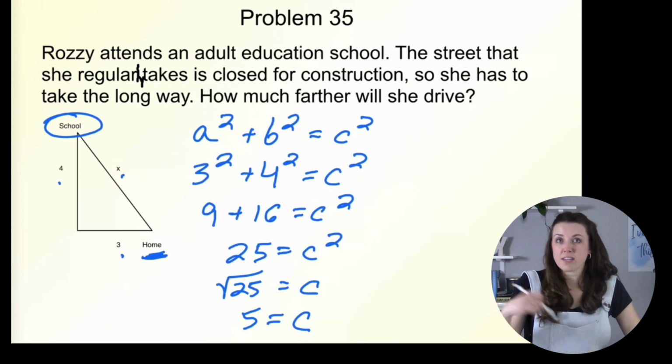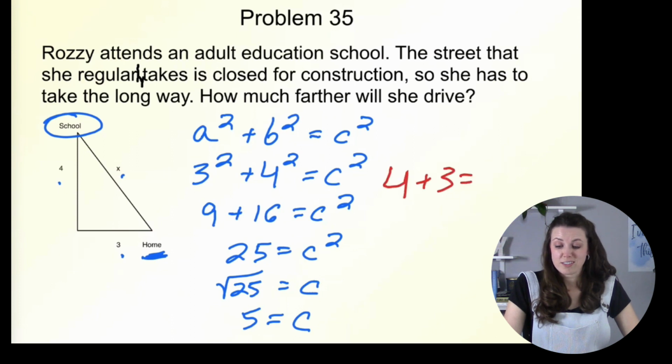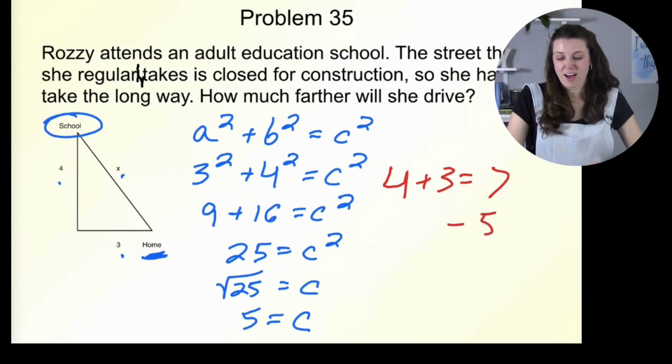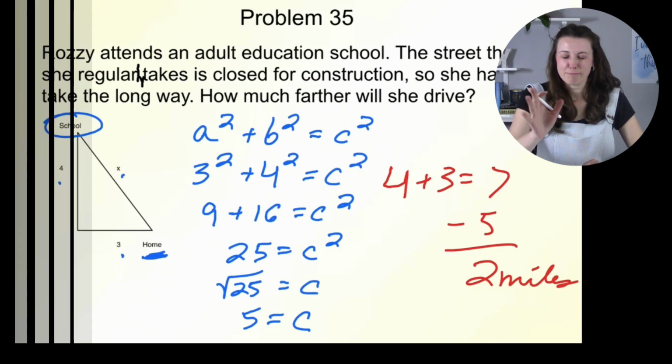And what if I mark that as my answer, and I get it wrong, right? Because that's not what it's asking. It's saying, how much farther will she drive? So let's take a look here. She would normally drive, or I guess now she's driving 4 plus 3, which is 7. And she normally drives 5, so we're going to subtract the 5. And how much farther will she drive? 2 miles farther. Don't you hate construction when it's like in your normal path?